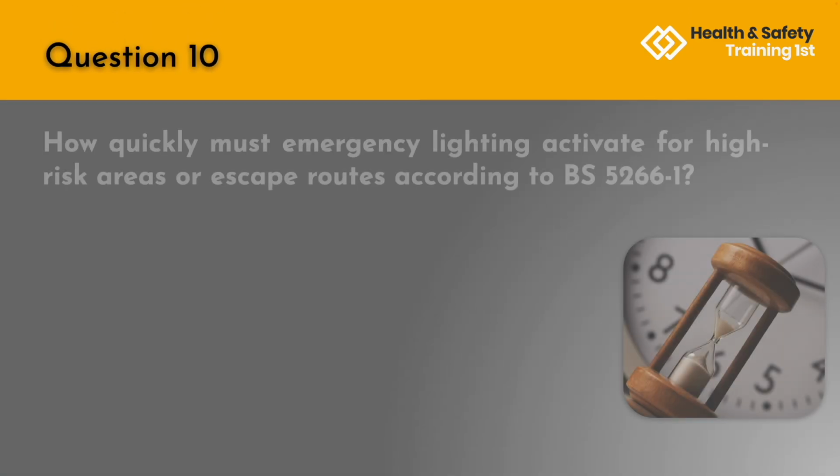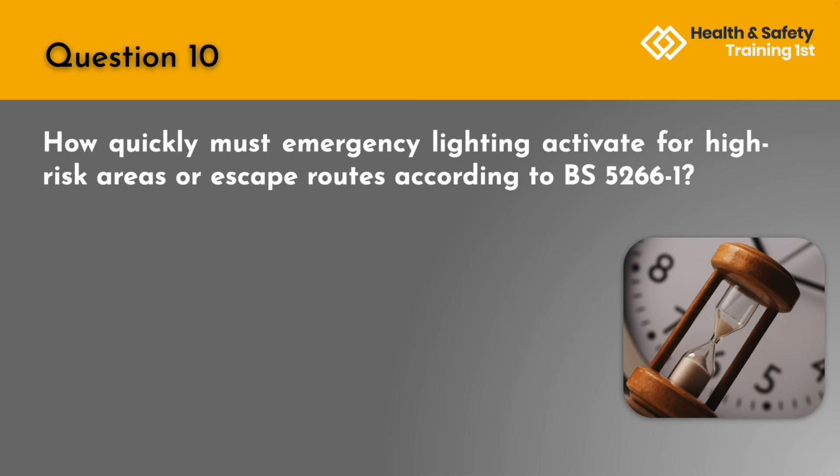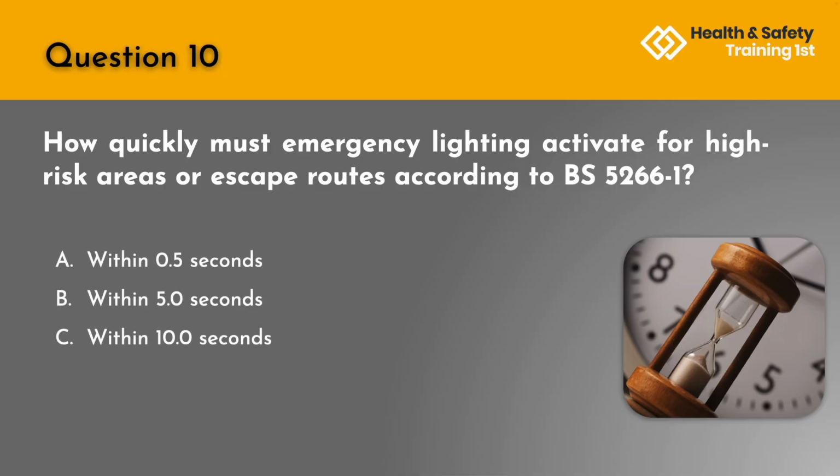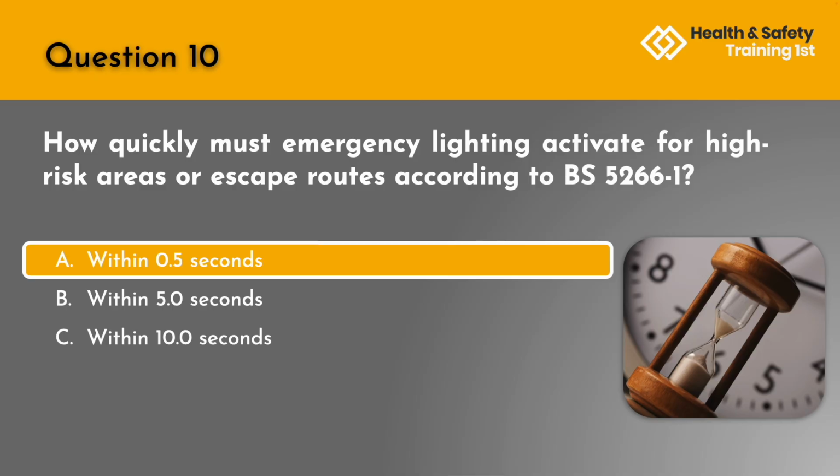Question 10. How quickly must emergency lighting activate for high-risk areas or escape routes according to BS 5266-1? A. Within 0.5 seconds. B. Within 5 seconds. Or C. Within 10 seconds. The correct answer is A. Within 0.5 seconds.